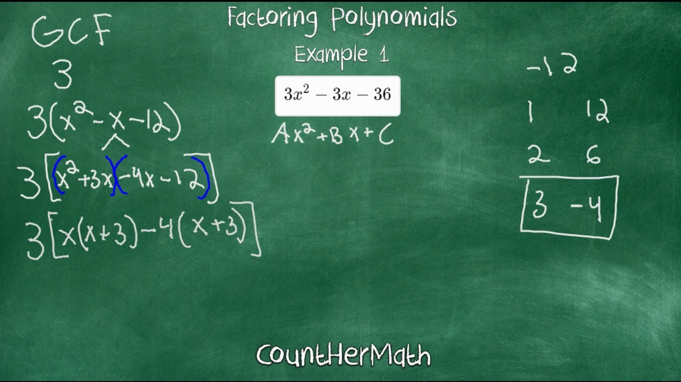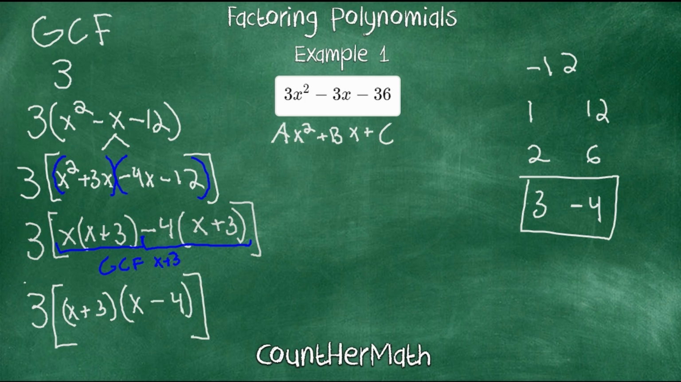So I'm going to do grouping again. And this time the greatest common factor is x plus 3. This first 3 just continues to follow us around. So if I'm factoring out x plus 3, I put that at the front. And then if I factor x plus 3 out of x plus 3, I'm left with x. If I factor x plus 3 out of negative 4 times x plus 3, I am left with negative 4. So the factored version of this problem is 3 times x plus 3 times x minus 4.